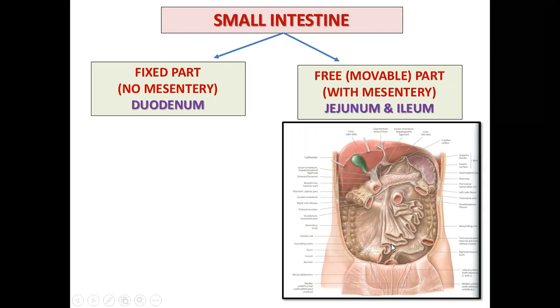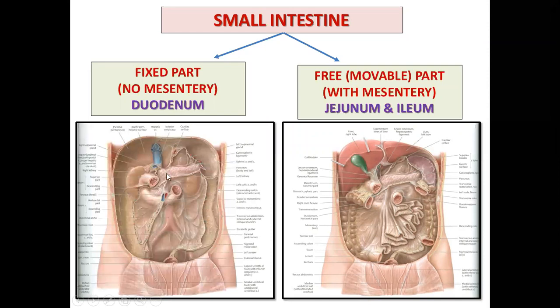the jejunum and ileum. Compared with that of the duodenum, so this is the duodenum. Here, if you see, it is in the posterior abdominal wall, totally adherent to the posterior abdominal wall. So it is behind the peritoneum. These are the peritoneal folds which you are seeing here, which are cut. So behind the peritoneum, this will be present. But the jejunum and ileum, as I said, will have a long peritoneal fold. So they will be mobile because of the presence of this mesentery, but the duodenum is fixed because it has no mesentery.